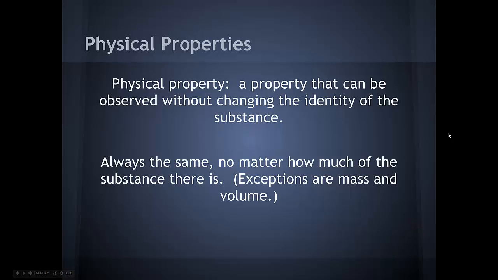A physical property is a property that can be observed without changing the identity of the substance. So in other words, we can measure it, we can record it without changing what the element or substance actually is. Think about if you took a piece of paper and you crumple it up, you would still have paper.